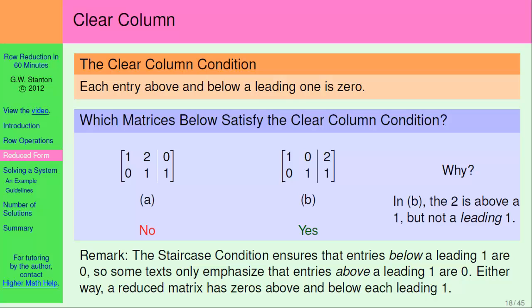Alright, and you may have noticed, if you did, otherwise I wouldn't concern yourself with this, that the staircase condition actually guarantees that all the entries below a leading one have to be 0. So I didn't have to specify that separately up here, but just for emphasis, all the entries both above and below a leading one have to be 0.